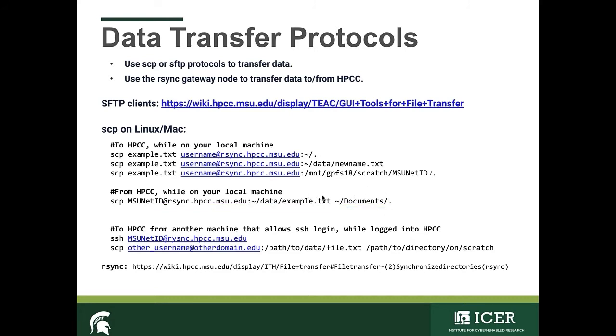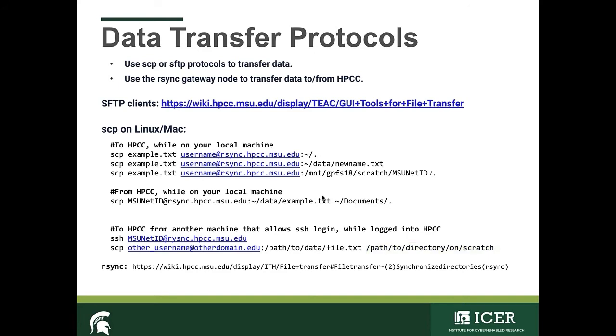Now, sometimes you want to transfer data to the HPCC from another machine that does allow SSH login. First, you'll want to log into the HPCC using the rsync gateway. Once you're there, you want to SCP with the source being the login details for your other domain and your other username and the path to that file. For the destination, you can select whether you wanted to move it directly to your home directory or scratch directory.